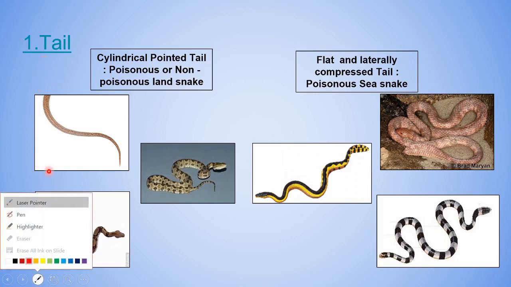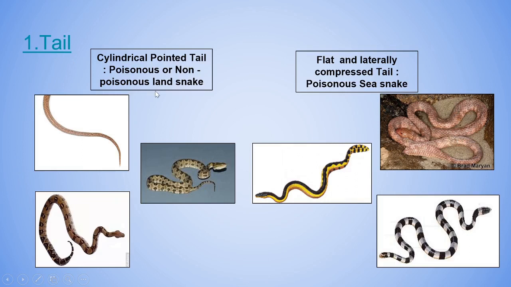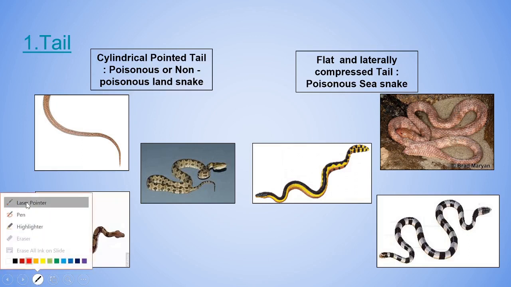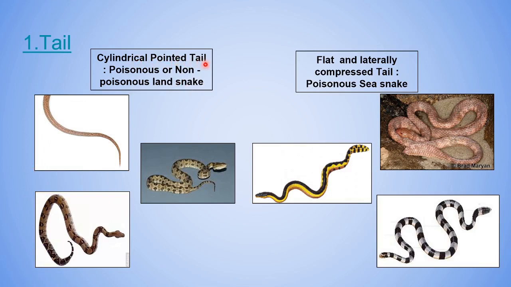So if you take this one, we are considering the first one, which is the tail. In the case of the tail, we discussed that if the tail is cylindrical and pointed, it can be from a poisonous or a non-poisonous snake like this. This is a tail which is pointed like this. This is a non-poisonous one, which is a python. It also has a pointed tail. This is a viper, which also has a pointed tail. So both poisonous as well as non-poisonous land snakes will have such a pointed tail as shown here.